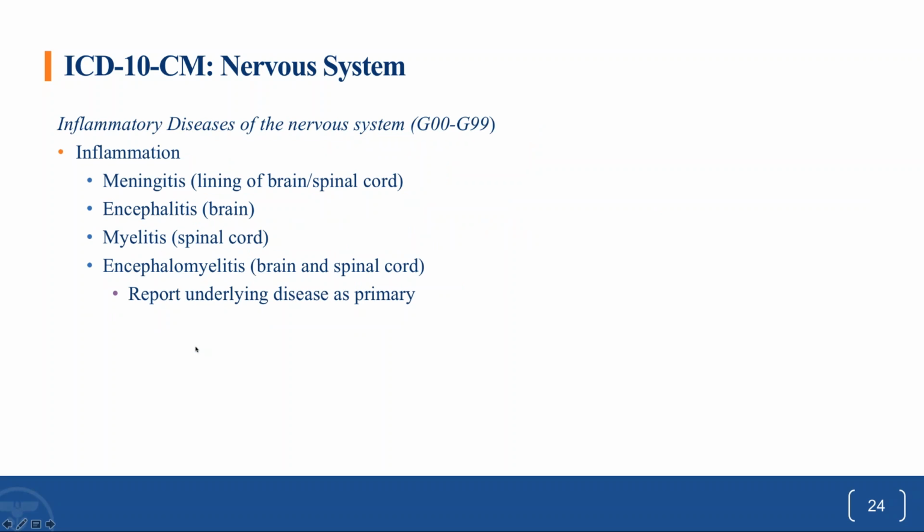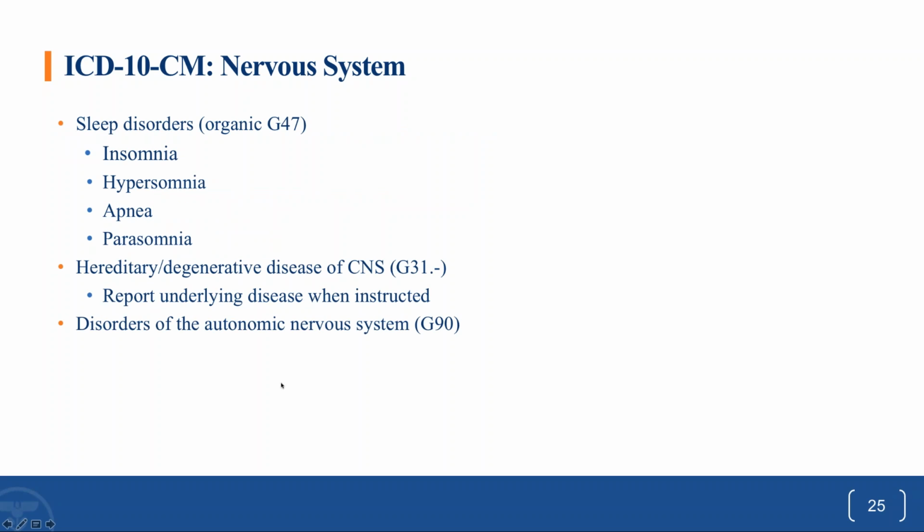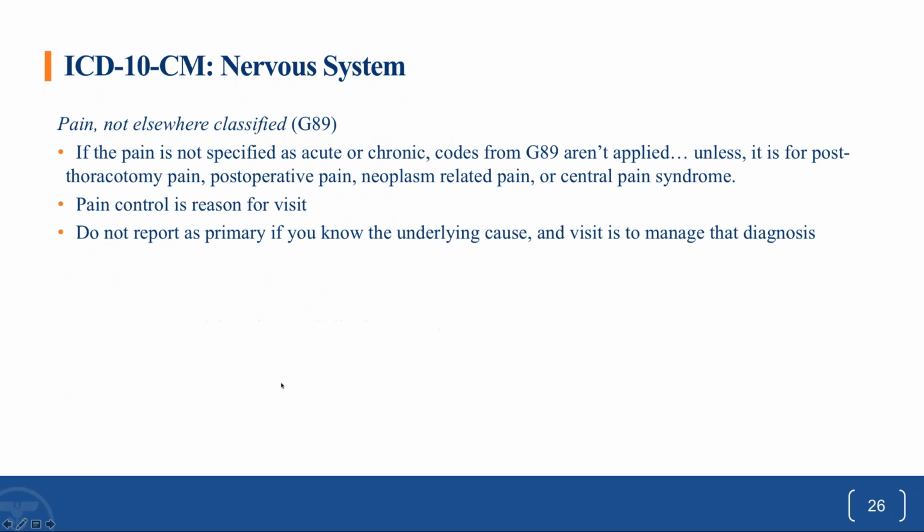Let's get to, okay. Meningitis, inflammation of the lining of the spinal cord and brain. This is also inflammation of the brain. Myelitis, inflammation of the spinal cord. And encephalomyelitis is brain and spinal cord. Okay, it's just talking about some of the conditions here.